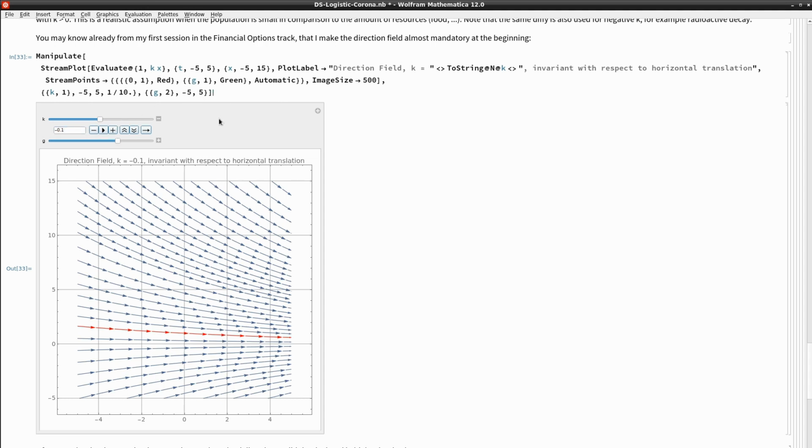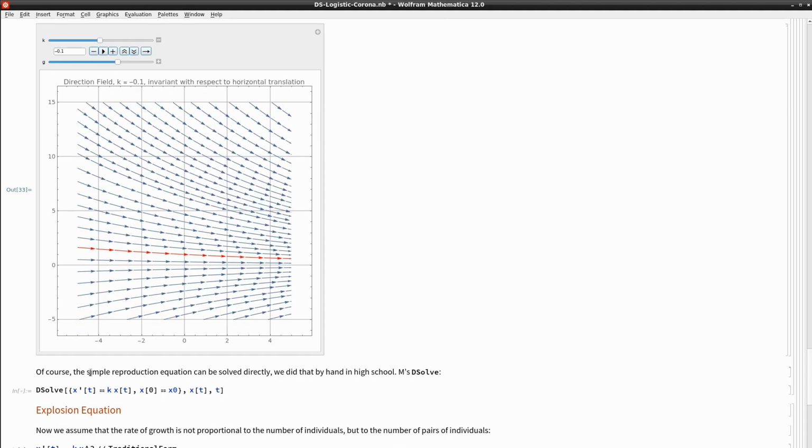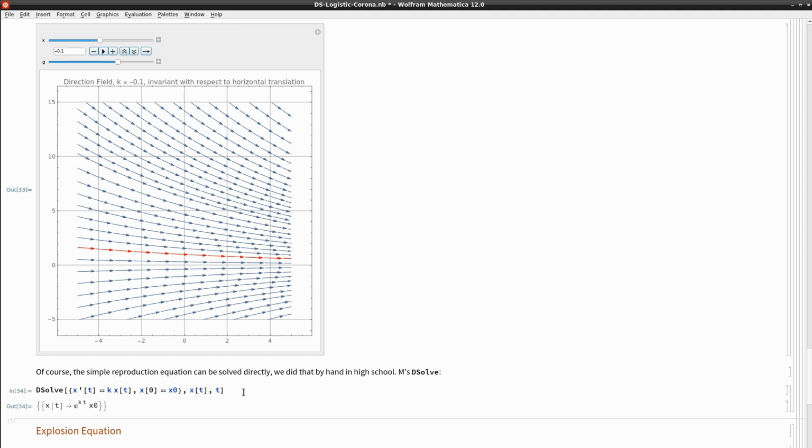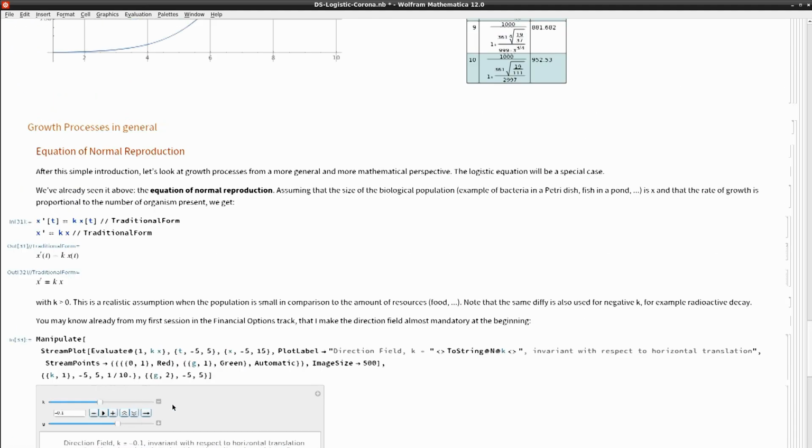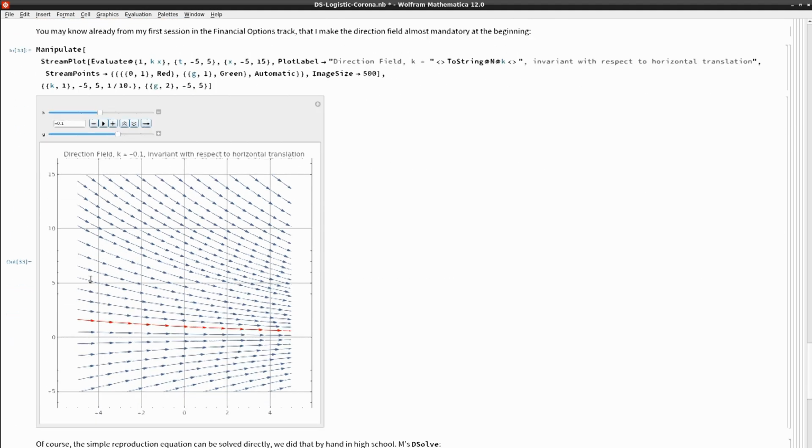All right, so of course, the simple reproduction equation can be solved directly. We did that already in high school. We'll skip it here because it's too simple. We just use dsolve, and of course the solution is the exponential function e raised to the power of kt times an initial value. Okay, so that was for the simple case that we use k times x, right? This is called the equation of normal reproduction. That's x prime is k times x.